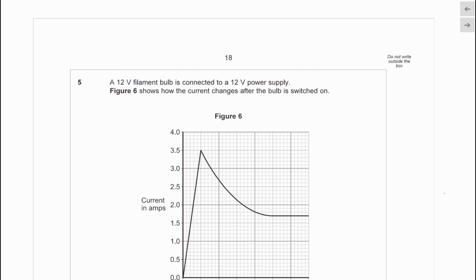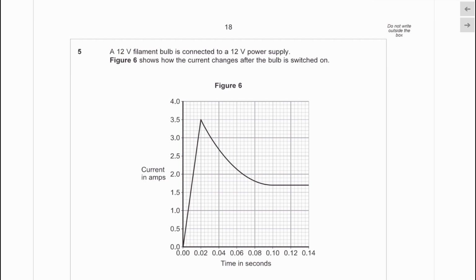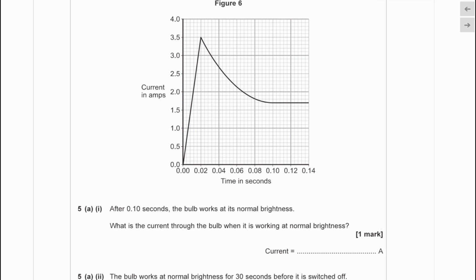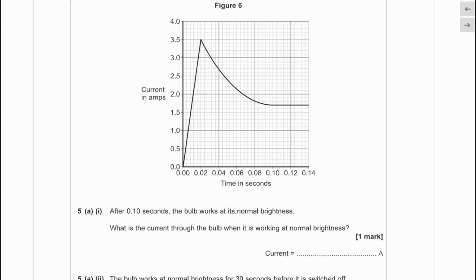Alright, now question 5 says a 12-volt filament bulb is connected to a 12-volt power supply. Figure 6 shows how the current changes after the bulb is switched on. And so we've got the current on the y-axis in amps and the time on the x-axis in seconds. After 0.1 seconds, the bulb works at its normal brightness. What is the current through the bulb when it is working at its normal brightness? Okay, and so all we have to do is read off the graph. And at 0.1, it's here. So from here onwards, all of this, that is the normal brightness.